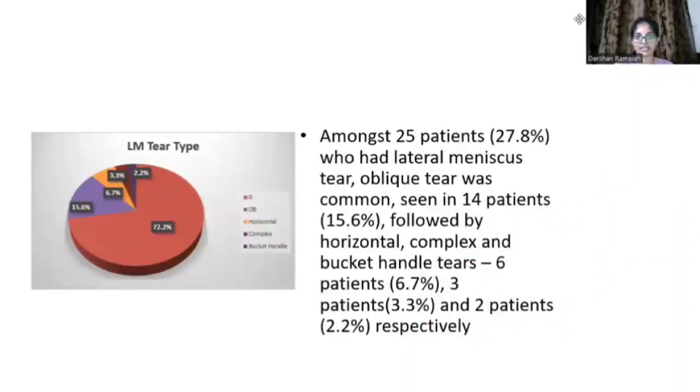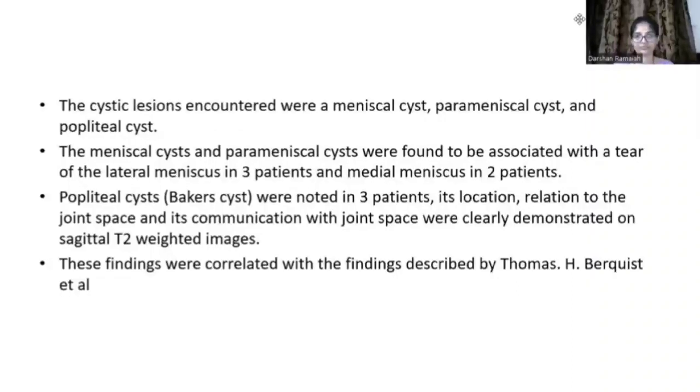There was a preponderance of medial meniscal tear over lateral meniscal tear in our study. Among 25 patients who had a lateral meniscal tear, the oblique tear was common. It was seen in 14 patients, followed by horizontal tears in 6 patients. The complex tear was seen in 3 patients, and the bucket handle tear was seen in 2 patients respectively.